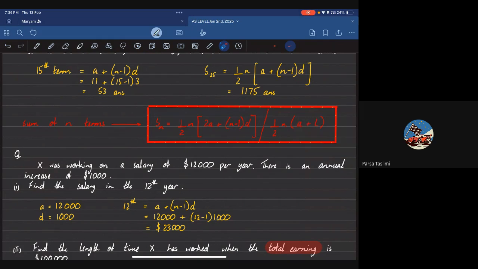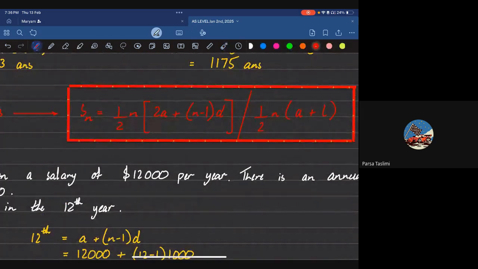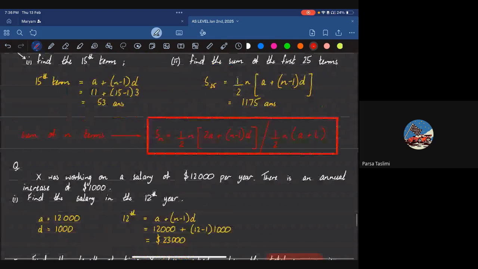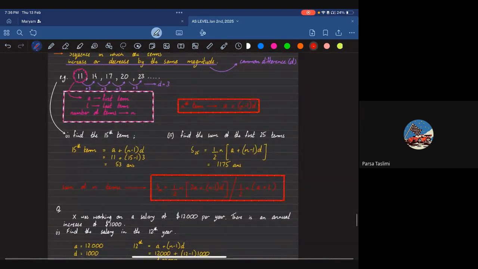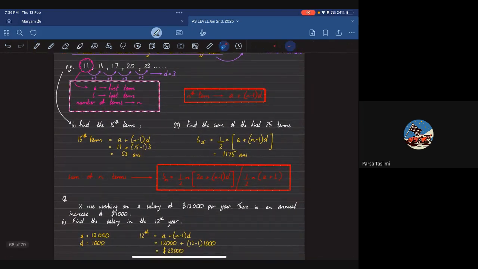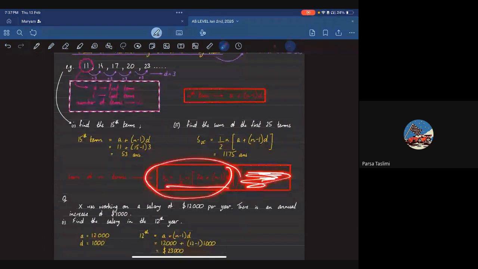This one? No, this is L. This is not 1. This is L. And L is the last term. You can clearly see over there it's written, L is the last term. Use one only. Clear?